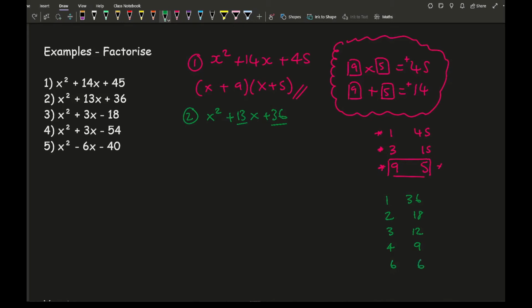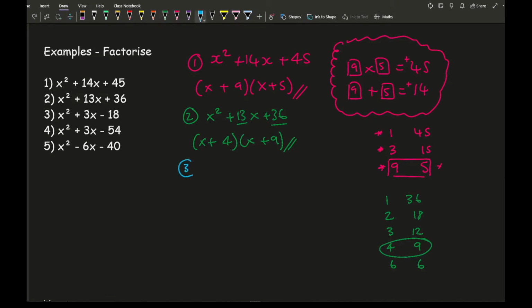So from this, I'm going to try and think of which pair of numbers would give me 13. Well, it's going to be this pair here. So the numbers inside the brackets are going to be x plus 4 and x plus 9. Again, if you decide to put those brackets the other way around, that's absolutely fine.